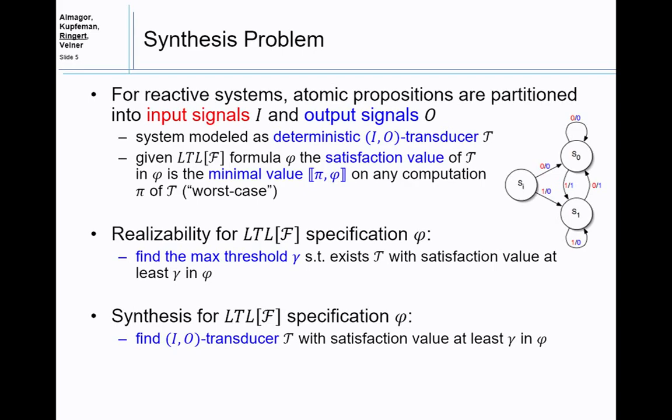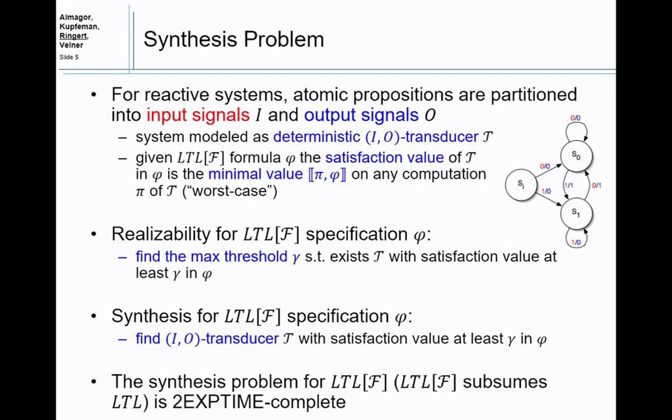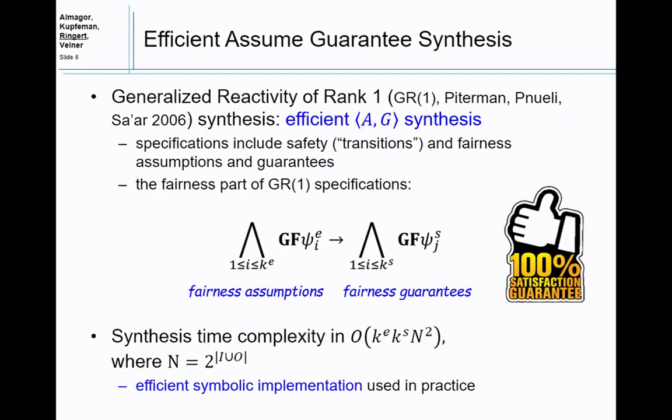For realizability of an LTLF specification, we then ask what is the maximum threshold gamma such that a transducer exists that would obtain at least this satisfaction value gamma. And the synthesis would be, for a specification, to construct such a transducer that achieves at least this threshold. And the LTLF synthesis problem, which includes LTL, has a double exponential time complexity. So there is a very nice fragment of LTL.